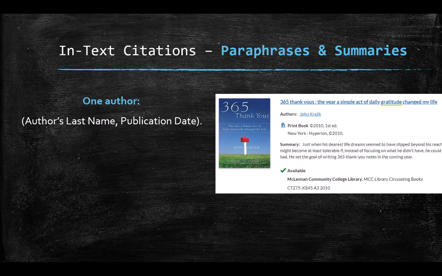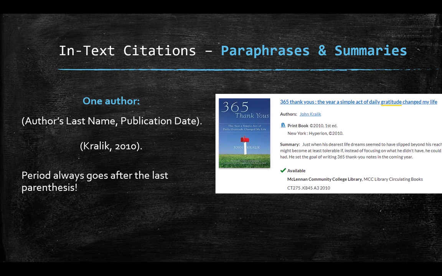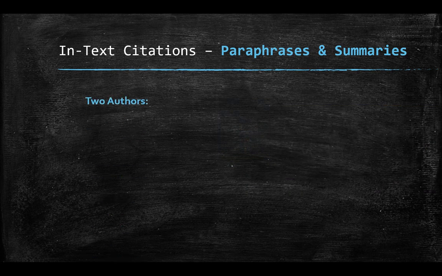Let's use this print book as an example source. The author's last name is Kralik, and the publication date is 2010. So, the in-text citation would be Kralik, comma, 2010. Note that the period that ends the sentence always comes after the last parenthesis of the in-text citation. The period goes at the very end to make it clear to your reader which sentence the in-text citation is paired with. But what do you do when your source has two authors?